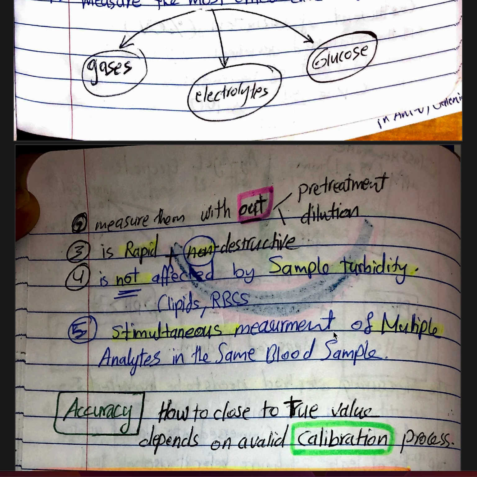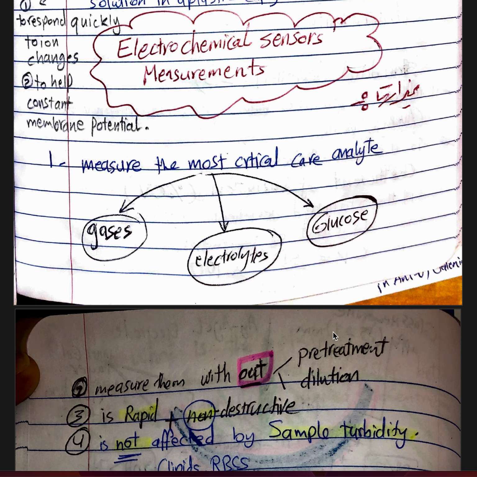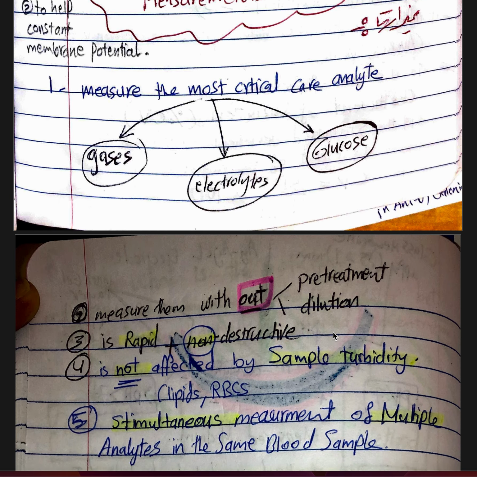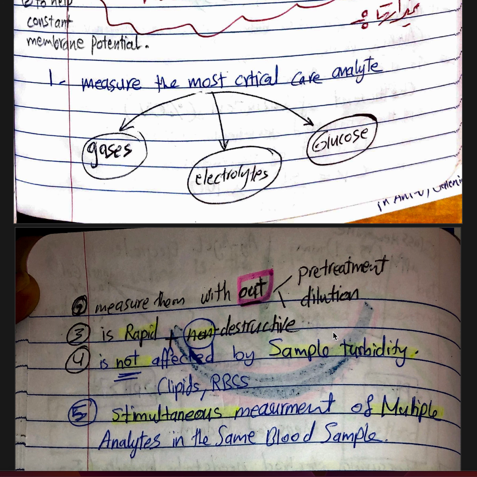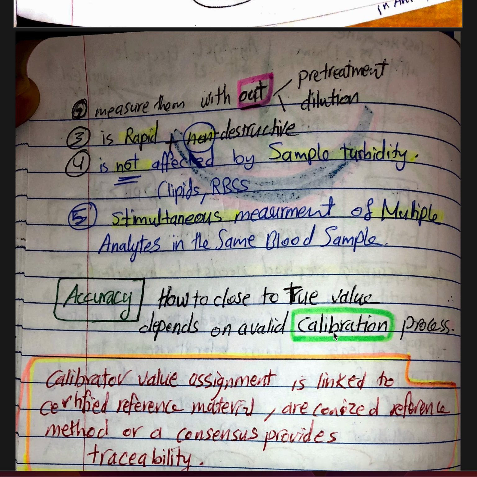so it can also measure multiple analytes. So what is so special about the electrochemical sensors is that they can measure the most critical analytes like gases, electrolytes, and glucose. It is also important that they can measure multiple analytes at the same time in the same sample. They are rapid and accurate, non-destructive, and we can measure without any pre-treatment or dilution. And they are not affected by turbidity. So if the sample is full of lipids, or if there is hemolysis or something, it is not affected by that.